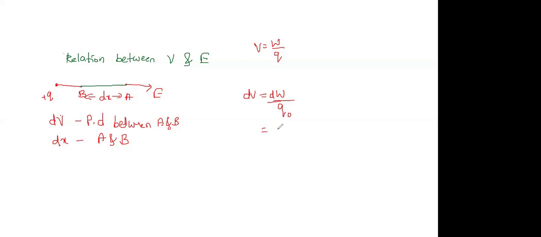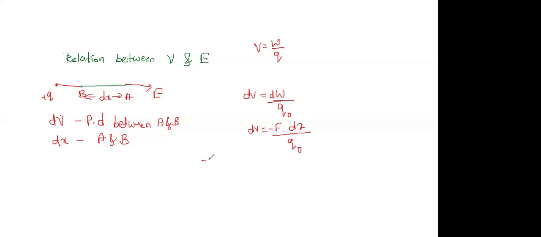Okay. So what is the formula for work done, students? We know that the work done is equal to force into displacement. So write that work done is equal to force into displacement. I'm introducing here a minus sign. I'll tell you why this minus sign is there. So dV is equal to minus F into dx upon q naught, because we know that work done is equal to force into displacement.